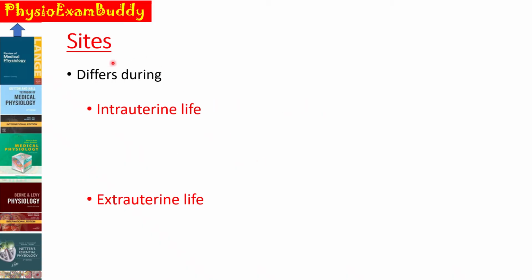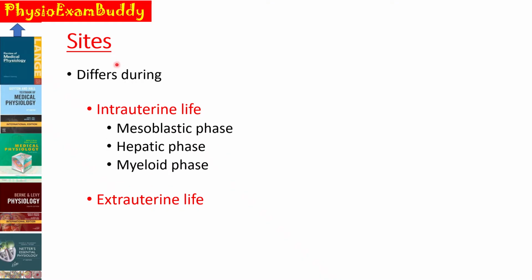Next is about the sites where erythropoiesis occurs. It differs during the intrauterine life as well as the extrauterine life. First, we will see about the intrauterine life. We can divide the intrauterine life into three phases based on the site at which erythropoiesis occurs. The first one is the mesoblastic phase, the second one is the hepatic phase, and the third one is the myeloid phase.